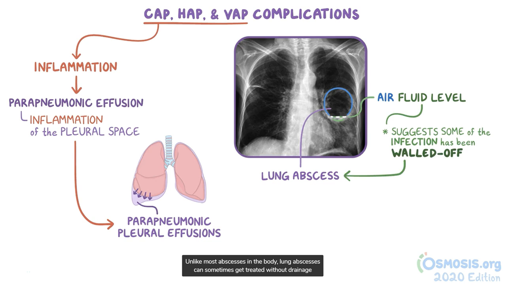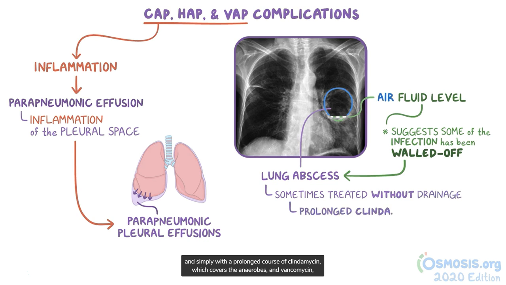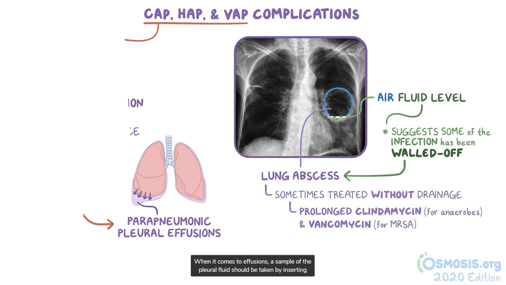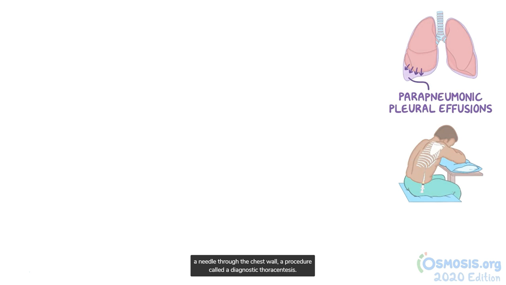Unlike most abscesses in the body, lung abscesses can sometimes get treated without drainage and simply with a prolonged course of clindamycin, which covers the anaerobes, and vancomycin, which covers MRSA if it's suspected. When it comes to effusions, a sample of the pleural fluid should be taken by inserting a needle through the chest wall, a procedure called a diagnostic thoracentesis.